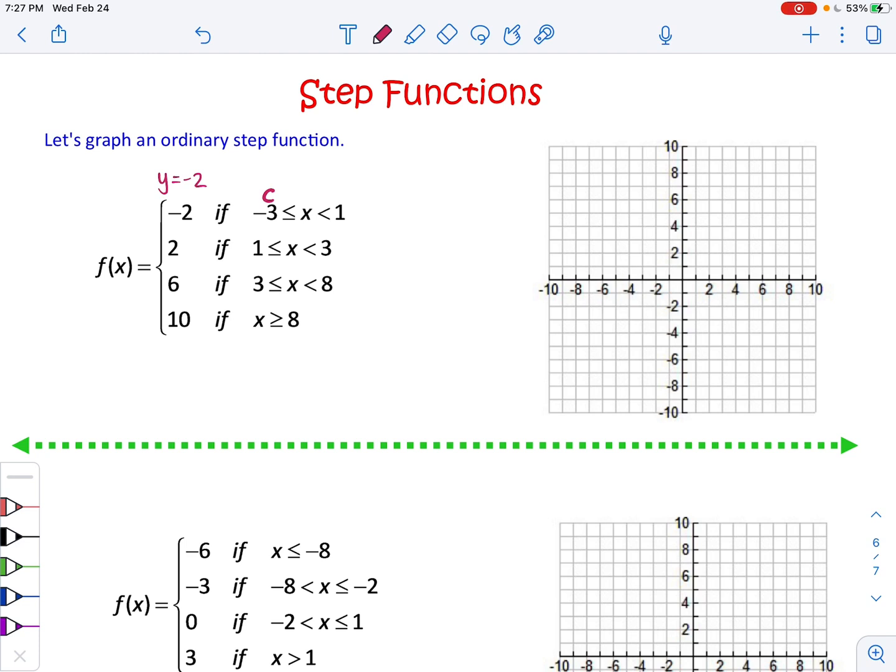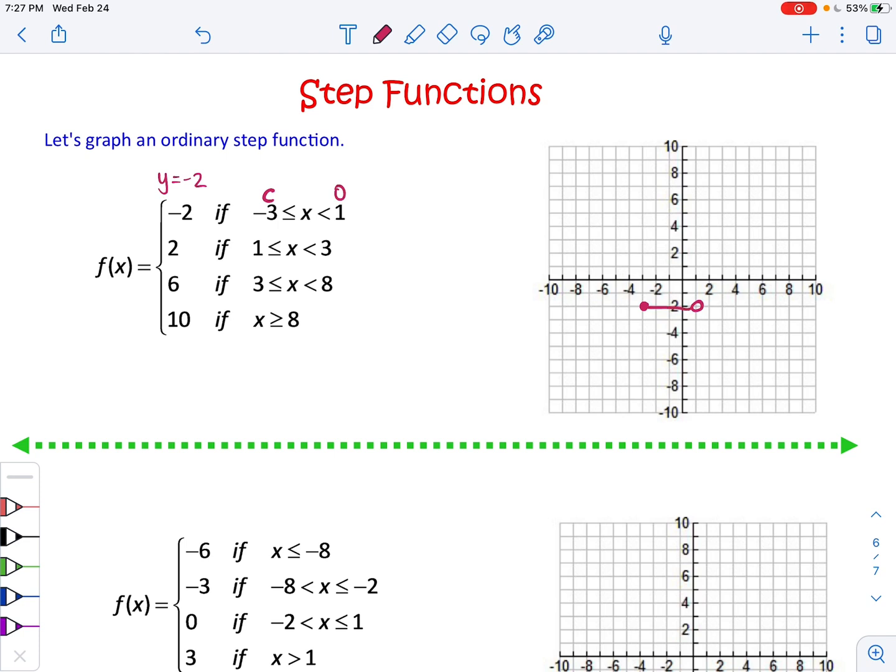Then the inequality goes on to say that x is less than 1. Notice there it does not say "or equal to." And so therefore at 1 we will have an open circle, because 1 is not included in this inequality. So I'm going to start at x equals -3, y equals -2, and put a closed circle. And then I'm going to go to where x equals 1, y equals -2, and place an open circle. Connect your two dots, and there is your first step.